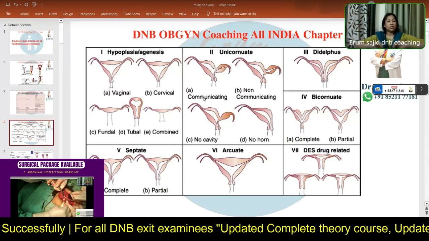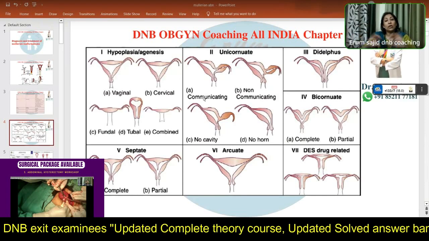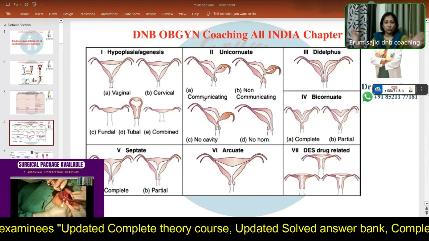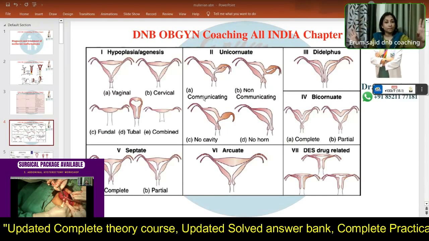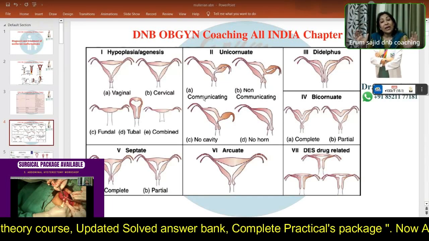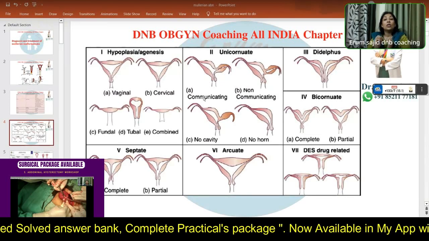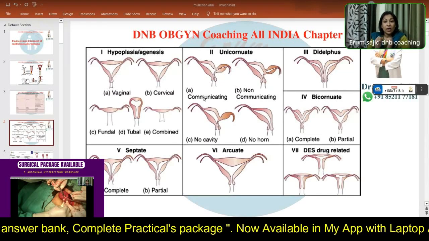Two separate uterus, with their own cervix, their own cavity, totally different, with their own tubes and their own things. So, two different uterus. Okay, two separate uterus. Bicornuate, the same two uterus, they are joined together. They might be completely joined or they could be partially joined.